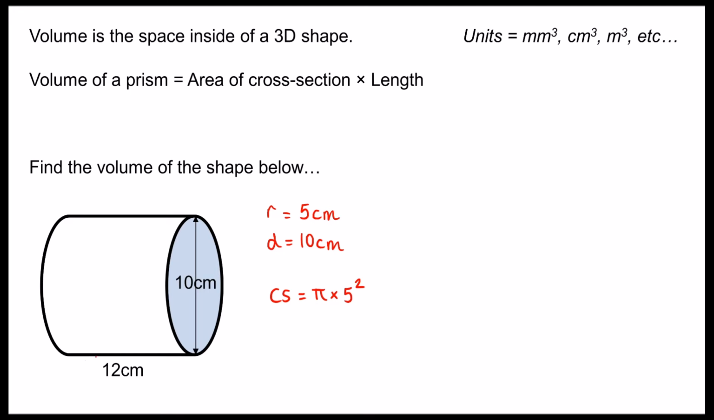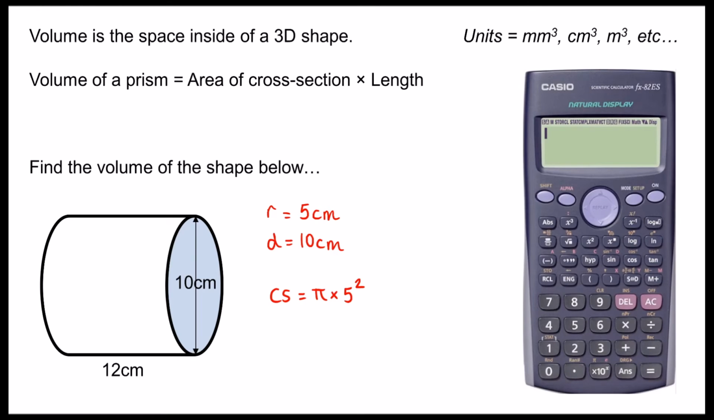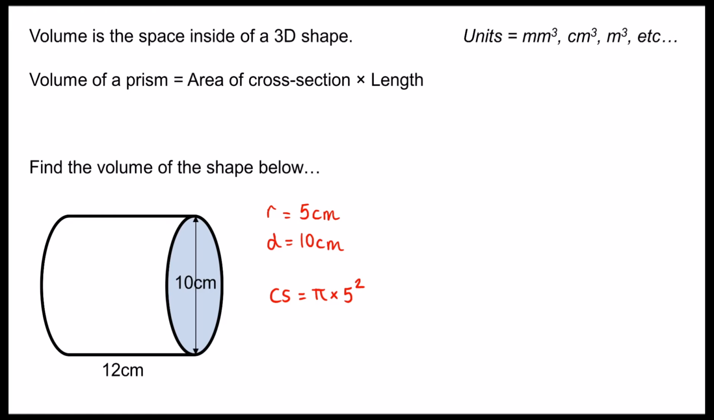I can use my calculator to work this out. I'm going to press shift and my pi button times by 5 squared, and converting this answer to a decimal I get 78.5. That therefore means that my cross section is equal to 78.5 centimeters squared.